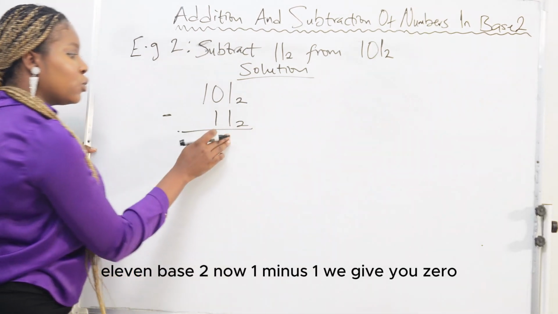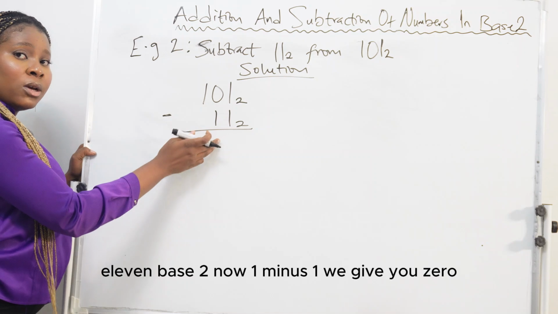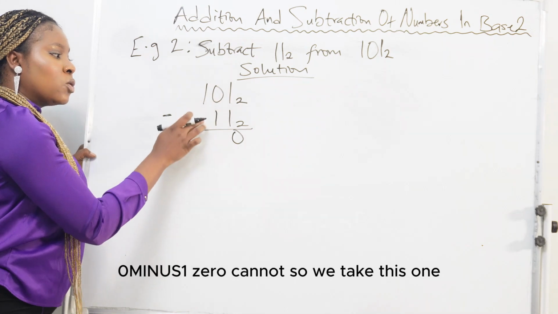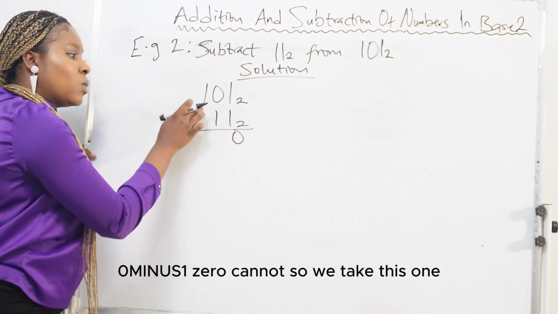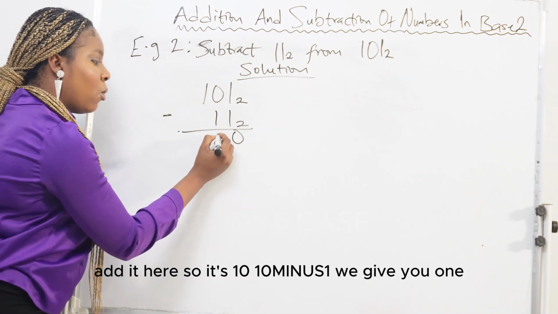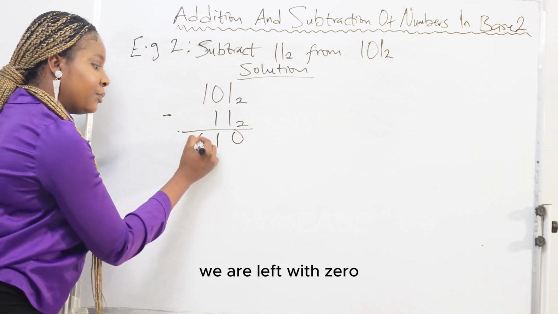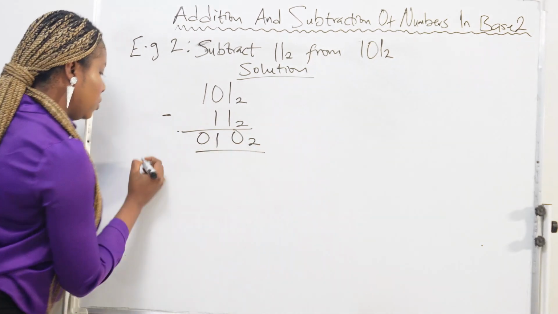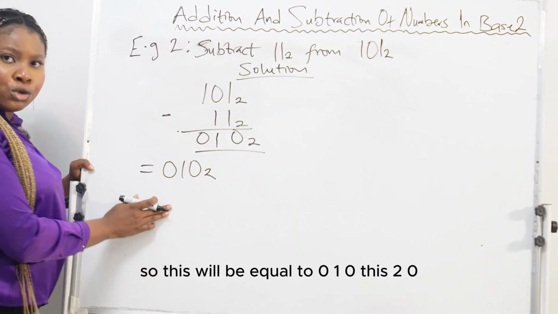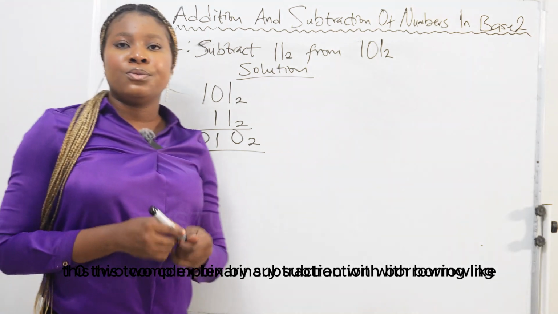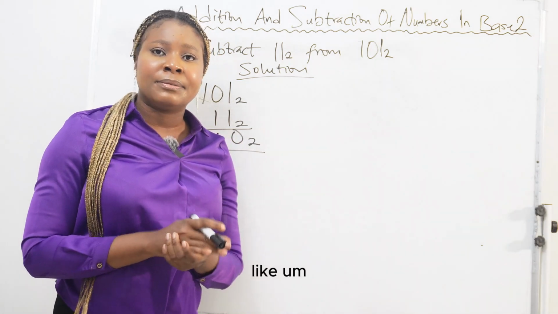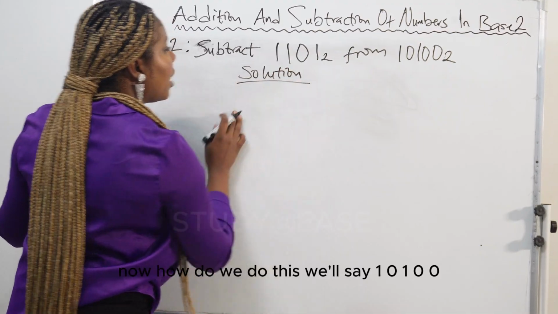11 base 2. Now 1 minus 1 will give you 0. 0 minus 1, 0 cannot. So we take this one, add it here, so it's 10. 10 minus 1 will give you 1. We are left with 0. So this will be equal to 010 base 2.